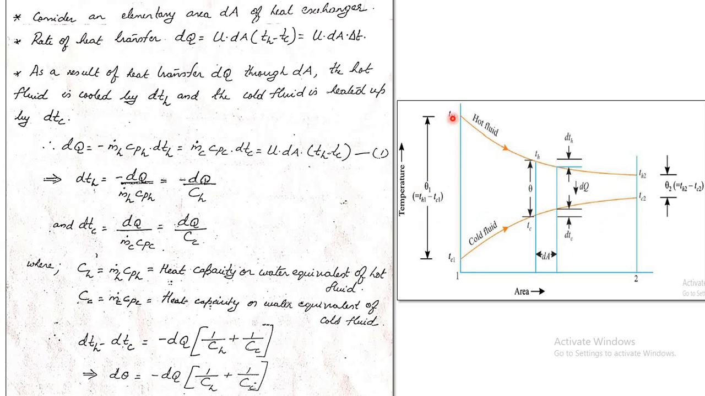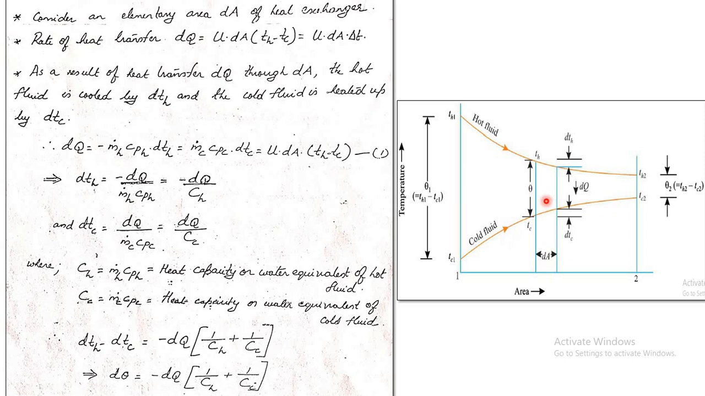Theta1 is the difference in temperature, Th1 minus Tc1, and Th2 minus Tc2 is Theta2. The inlet condition is denoted with the number 1 and the outlet condition with the number 2. And the area from inlet to outlet is increasing from 0 to the total area of the exchanger. Now consider an elementary area dA of the heat exchanger.